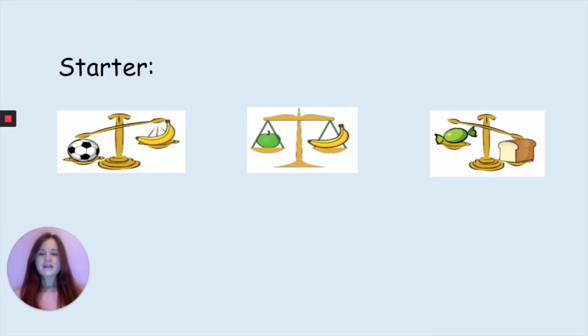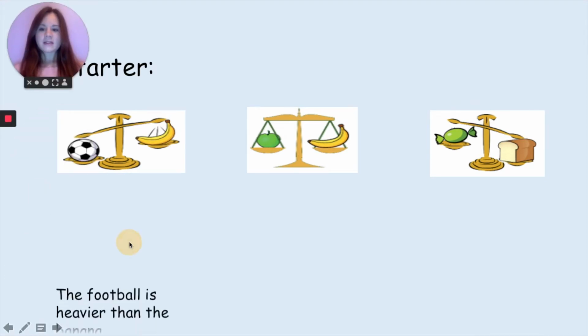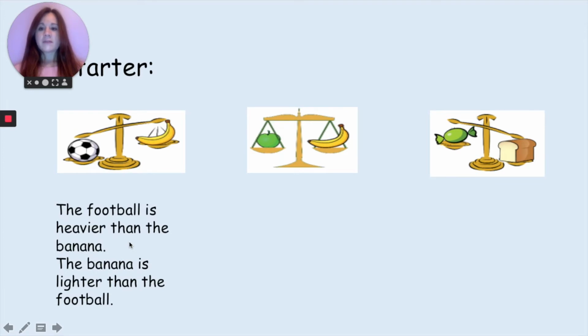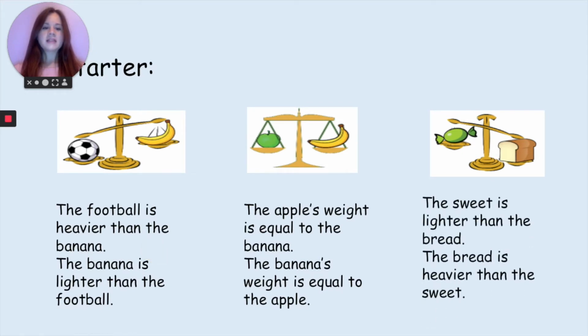Now before we start our learning, here we have 3 images with balancing scales and we are going to compare them. So first, the football is heavier than the banana, or the banana is lighter than the football. Pause the video to compare the next 2 images. The answers are: the apple's weight is equal to the banana, or the banana's weight is equal to the apple, and the sweet is lighter than the bread, or the bread is heavier than the sweet.